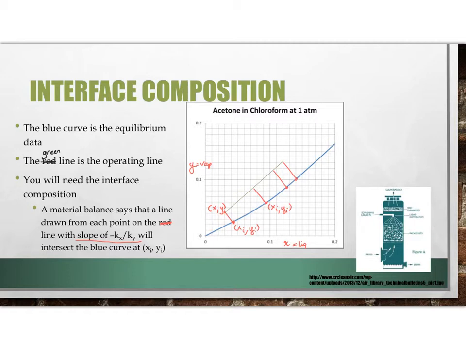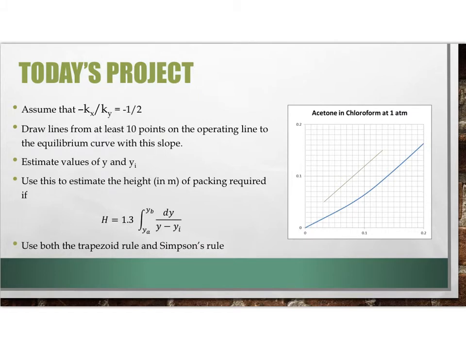When I teach a mass transfer or separations course, I have the students do this. So without deriving this, we're just going to do a sample calculation. Now, my graph here is not the same as the one you'll get when you download your worksheet, but I'm going to do just a couple of points. What I want you to do is take a slope of negative kx over ky equal to negative 1 over 2. That means a rise of negative 1 and a run of 2.